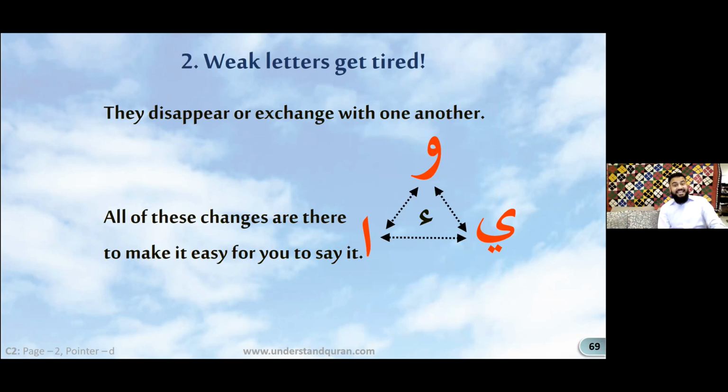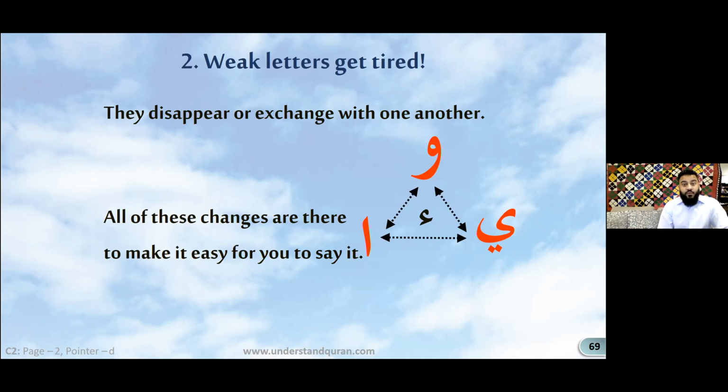And the second thing is that weak letters get tired. It's what they do. And what that means for us in this course is that they can either disappear or exchange with one another when going from one form, madi, to mudari, or to amr. That's why we have the triangle. And we have a hamza in there as well, because a hamza supports these weak letters when they need it.